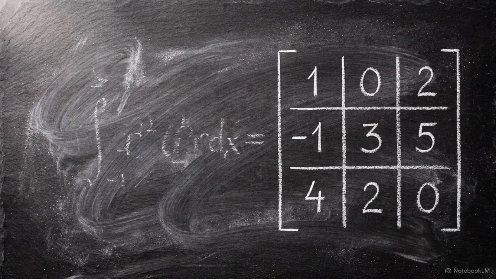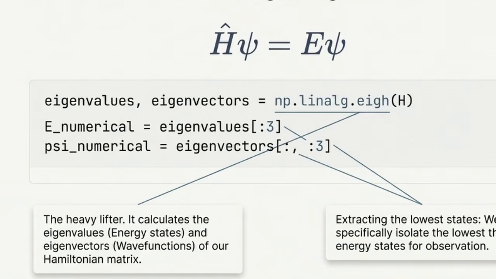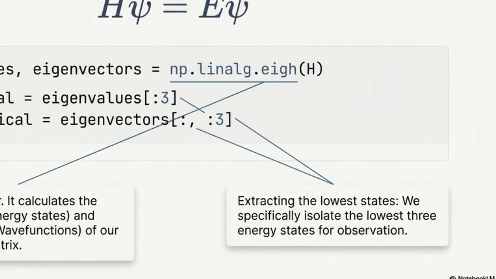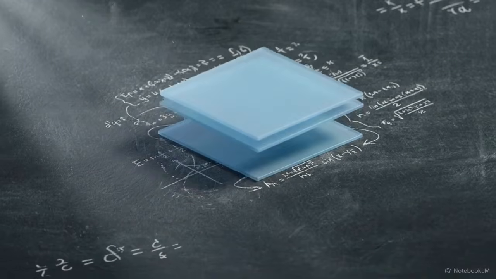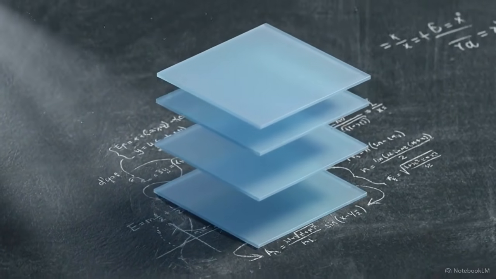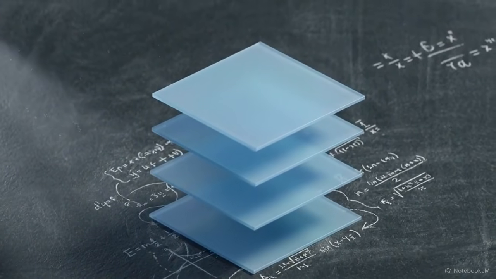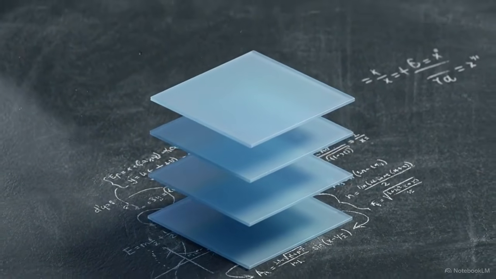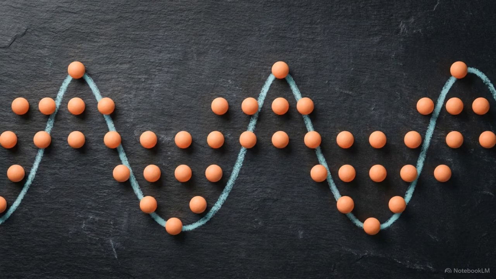Now we run the core engine. We use a linear algebra solver to calculate the eigenvalues of our Hamiltonian. The solver outputs allowed energy states and structural wave functions, and we specifically isolate the lowest 3 states for observation. Numerical methods provide a direct path to the solutions of quantum mechanics, condensing the search for allowed energy states into a single algorithmic command. Did our discrete matrix accurately capture the true continuous reality of the particle?